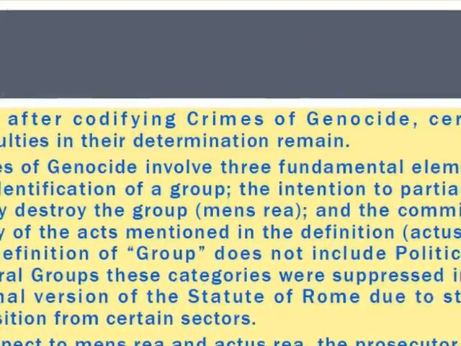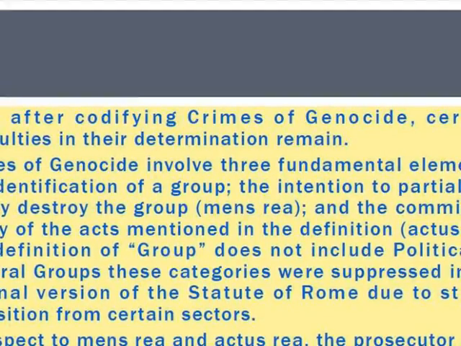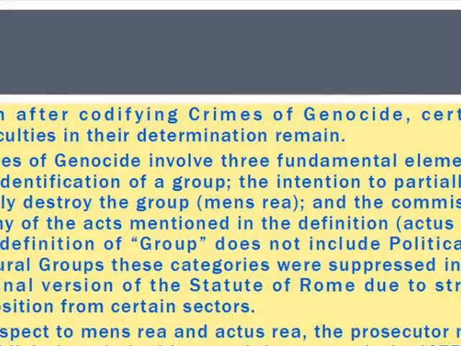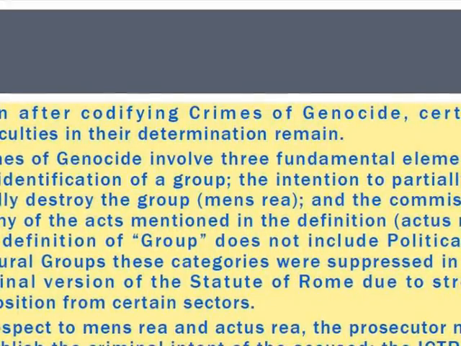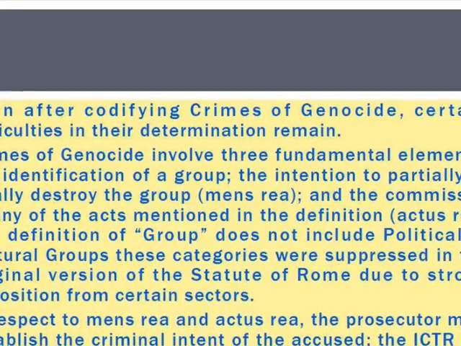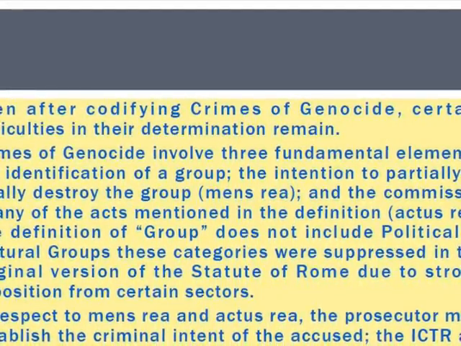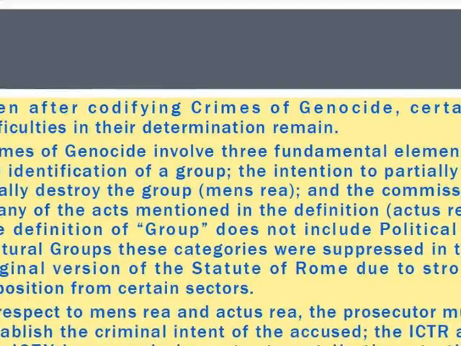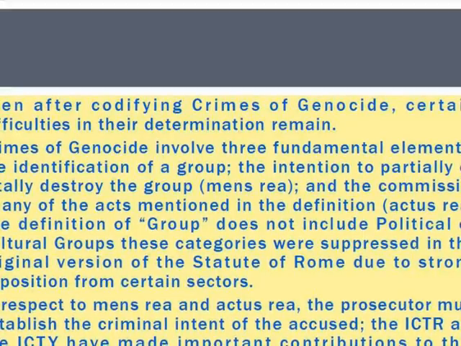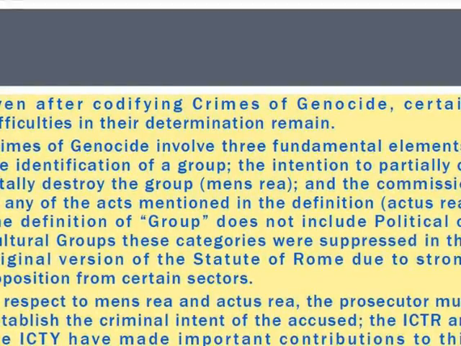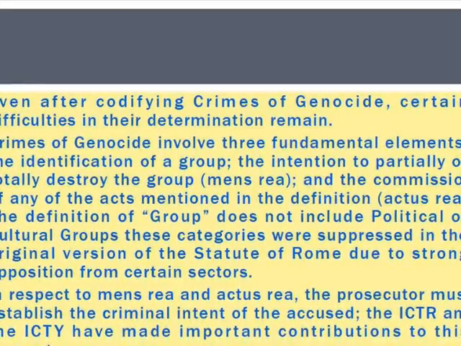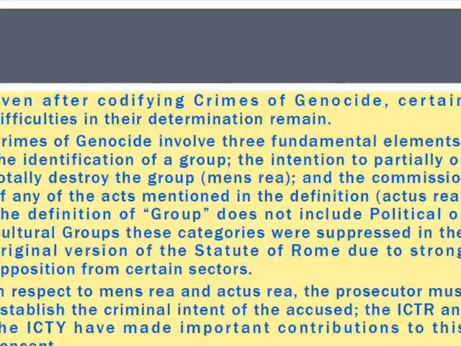Even after codifying crimes of genocide, certain difficulties in this determination remain. Crimes of genocide involve three fundamental elements: the identification of the group, the intention to partially or totally destroy the group, mens rea, and the commission of any of the acts mentioned in the definition, actus reus. The definition of group does not include political or cultural groups. These categories were suppressed in the original version of the Statute of Rome due to strong opposition from certain sectors.